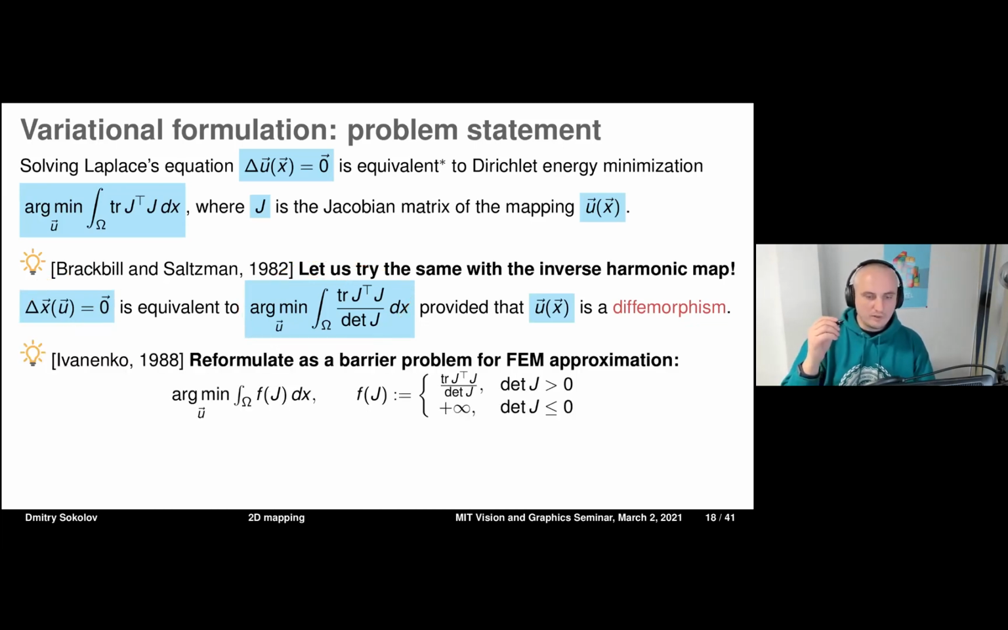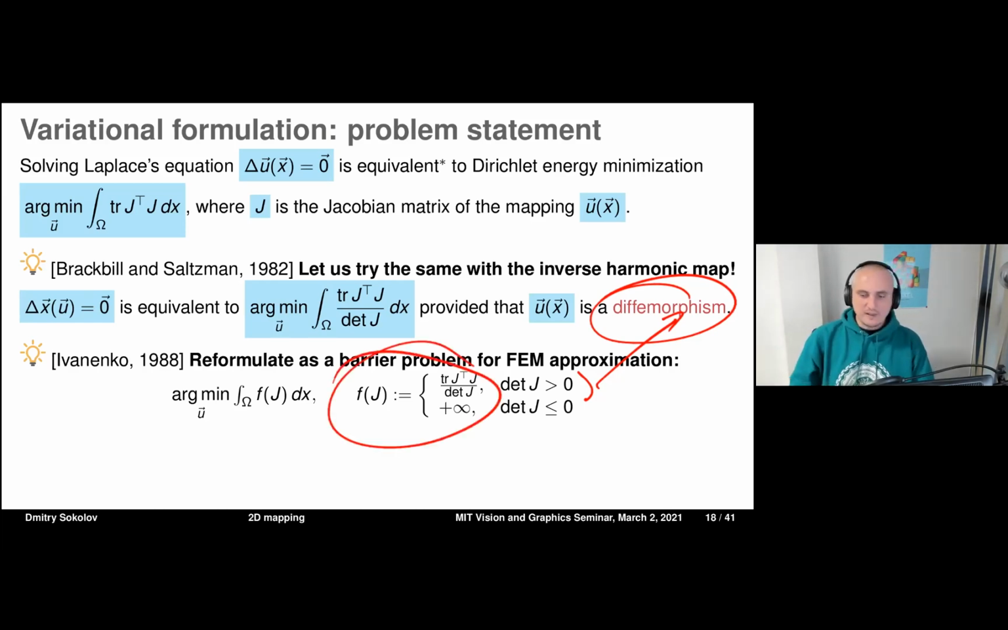So we can reformulate the problem. We are looking for a minimum of an integral of a function f, where f is defined as follows. Note that the condition determinant superior to 0 comes from the fact that u of x must be a diffeomorphism to have the equality of the formulation. Well, this formulation gives a clear intuition about why optimizing for the inverse harmonic map is better than for the direct harmonic map.